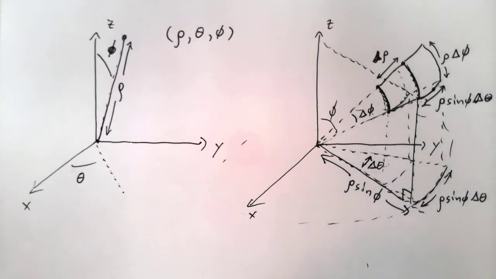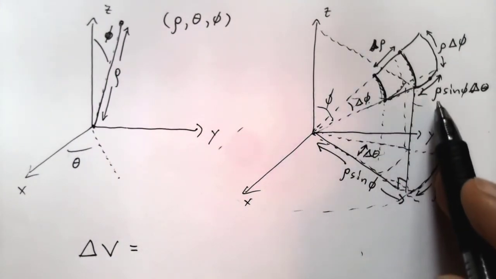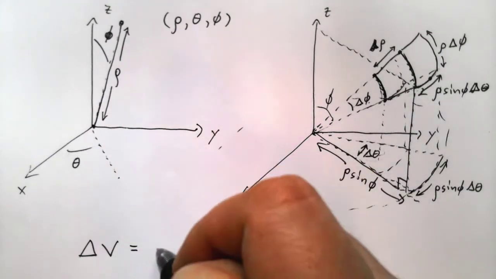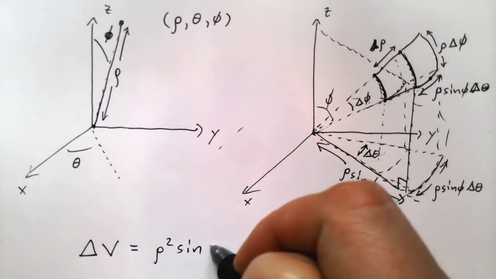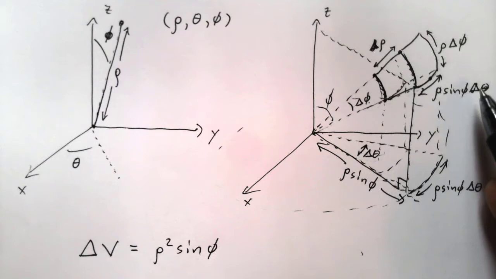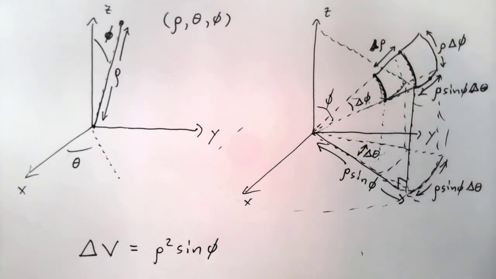It's a small, little, tiny volume. We call that delta V. And so we see that delta V, like we said, is just the product of these three things. So it's going to be this times this. That's going to be rho squared sine phi. And then I'm going to multiply that by these little pieces out here, the delta rho, the delta theta, and the delta phi.